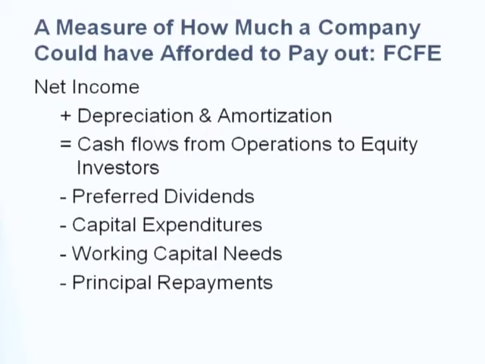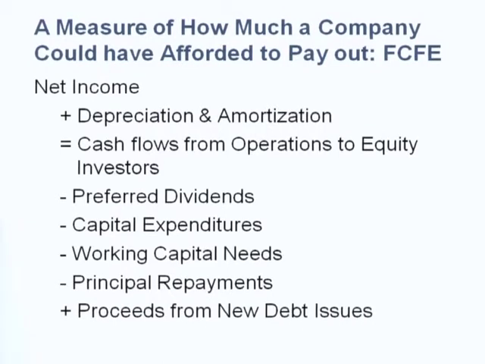So you have to subtract principal repayment and add proceeds from new debt issues. Once you issue new debt, the cash or the proceeds should be added into the free cash flow to equity, so that you get free cash flow to equity, or FCFE.